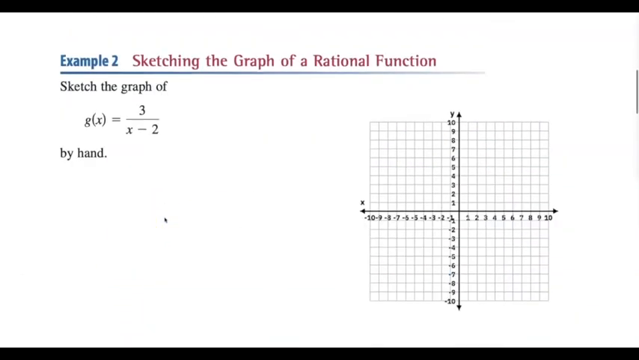So how about this one? This is actually a parent function. We could do it that way, but let's do all the steps to see. First, we're going to find the horizontal asymptote. Bottom power is bigger than the top power, so y equals 0. Then we're going to find holes. Nothing cancels, so there are none.